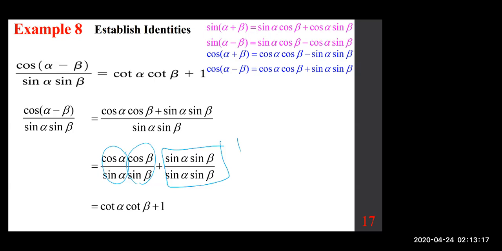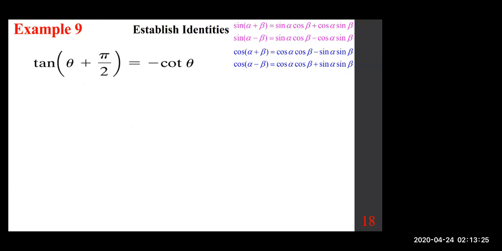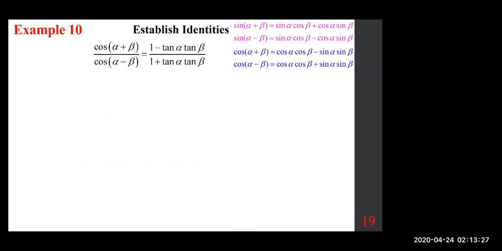All right, I want you to do the next one on your own, okay? So we are going to skip the next one. I want to look at this one because it's more interesting. The next one, you can do it on your own. So the left side, cosine of alpha plus beta over cosine of alpha minus beta is equal to the right-hand side.